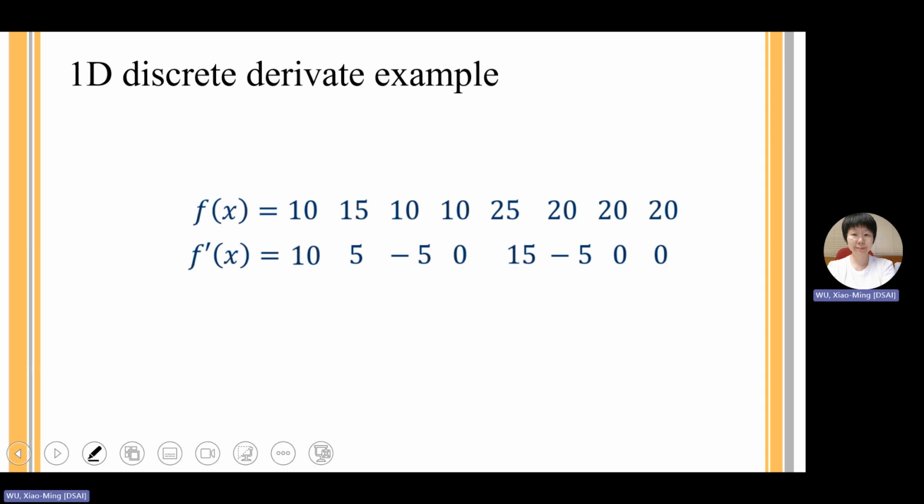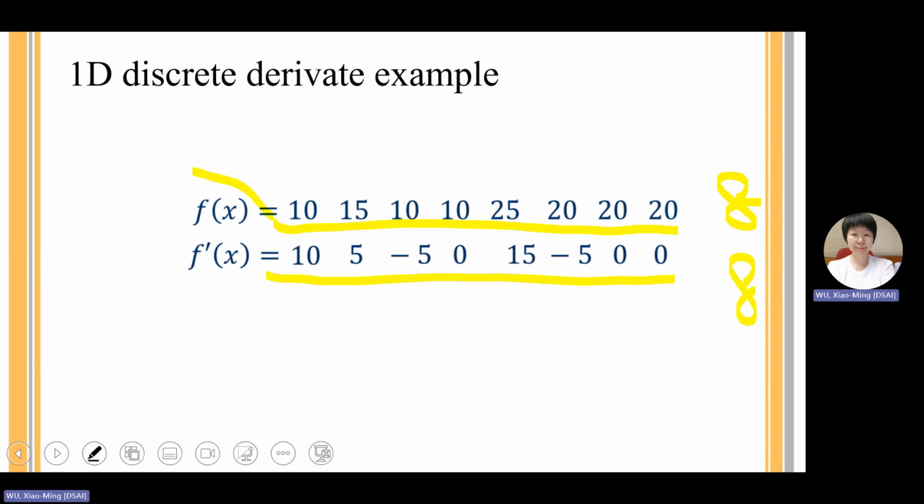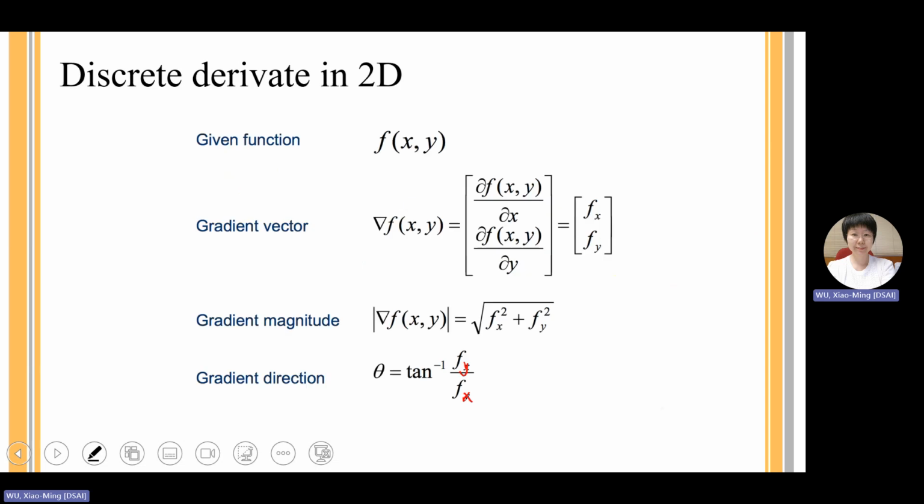The length of the input is 8. The length of the output is also 8. So you can imagine that we need to do padding, so that the output and the input have the same length. We need to pad a 0 here.